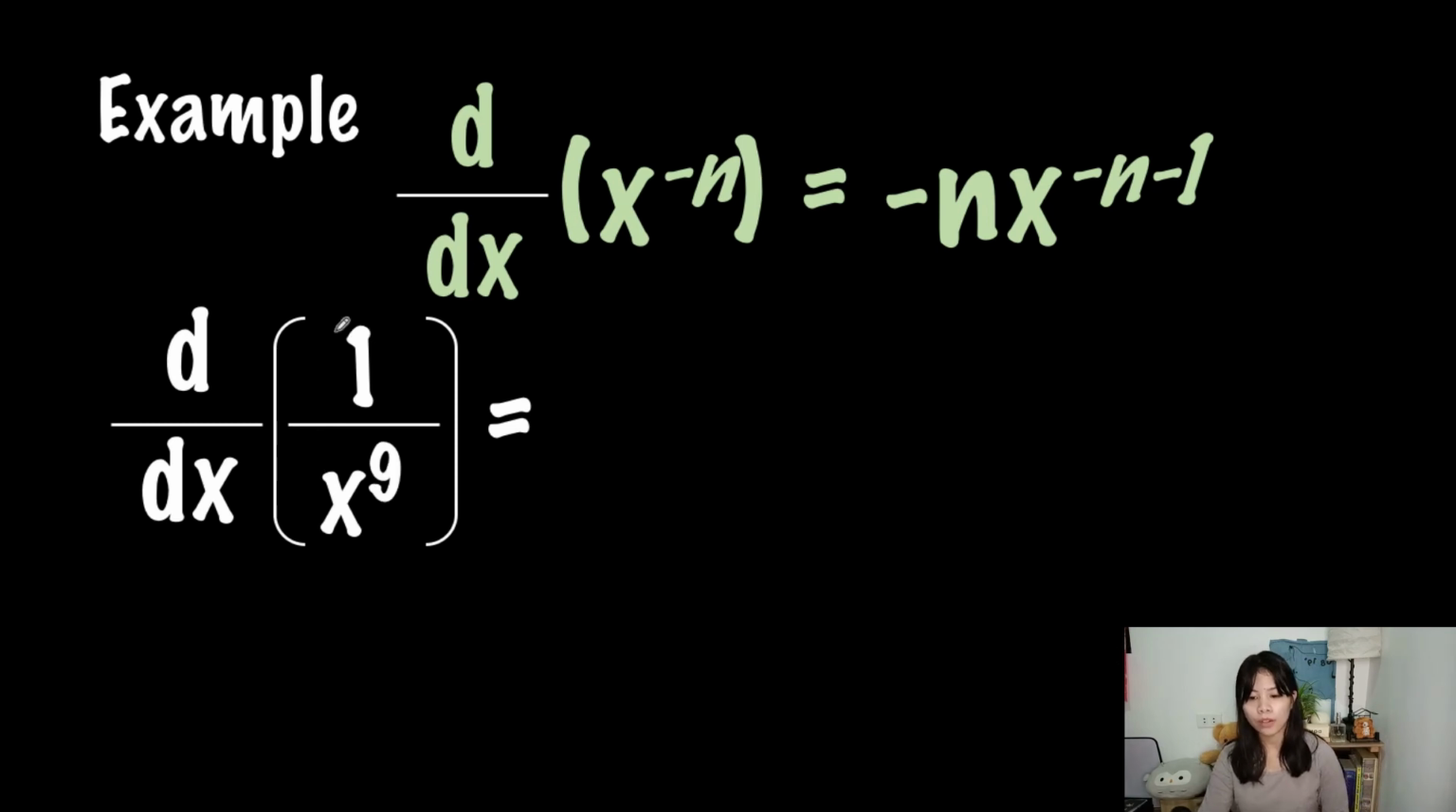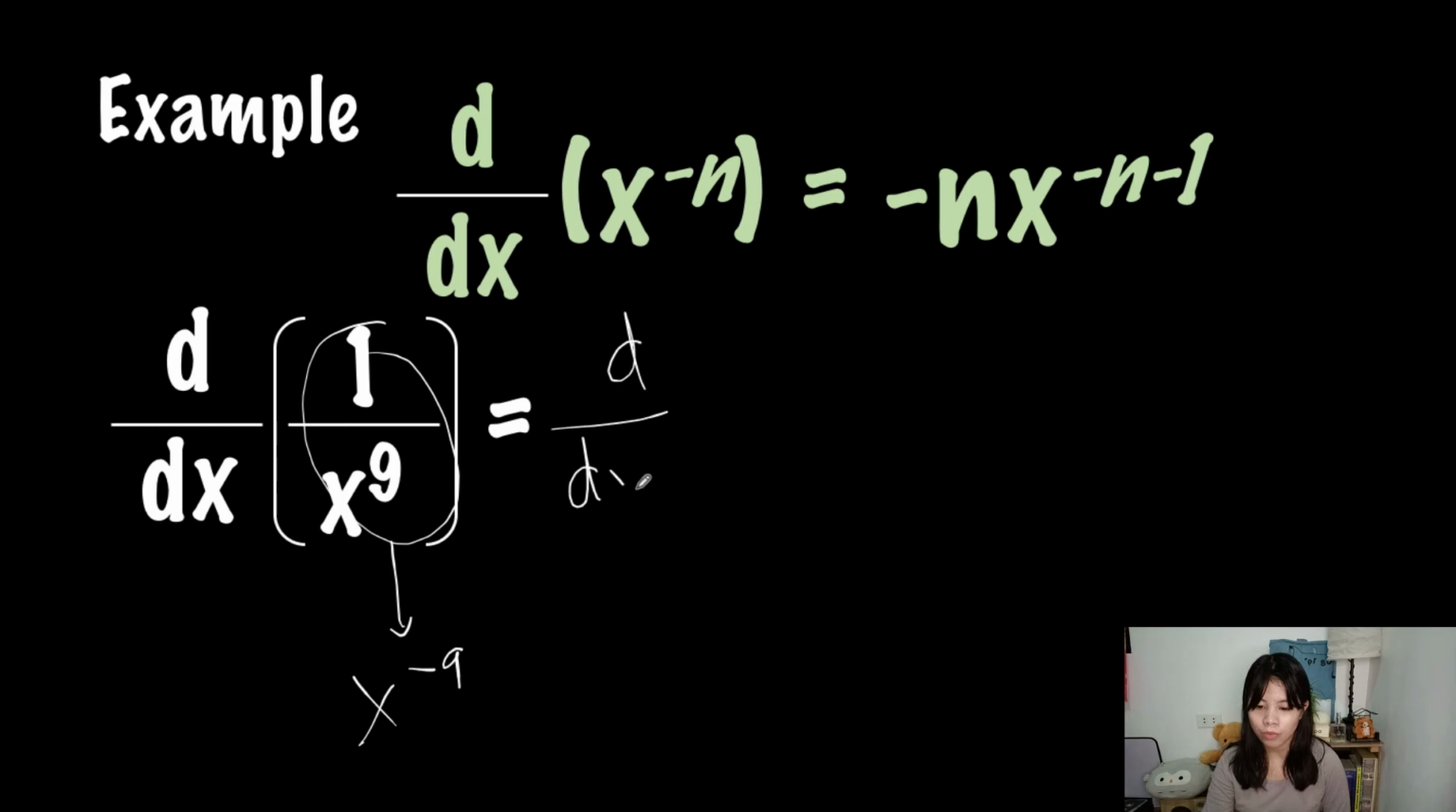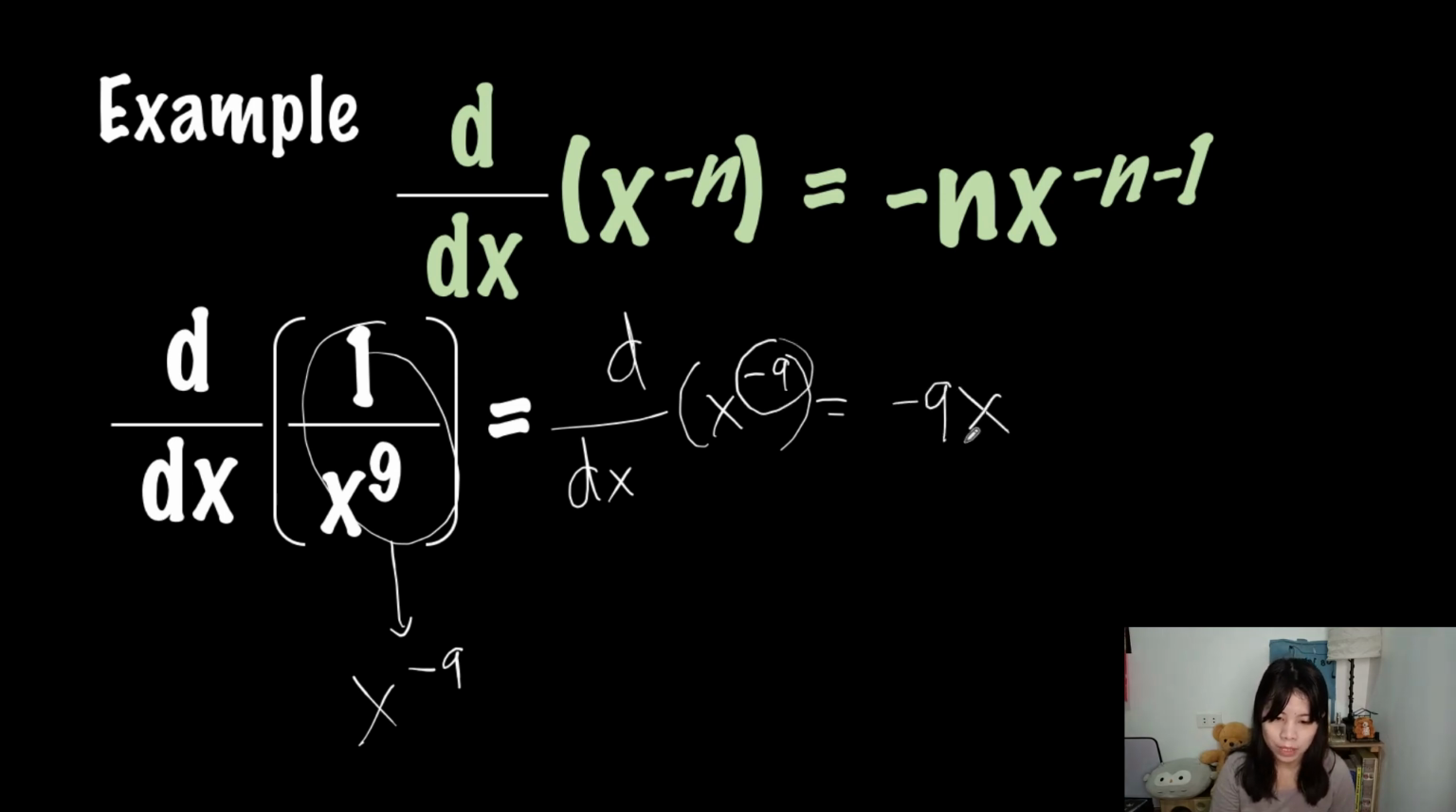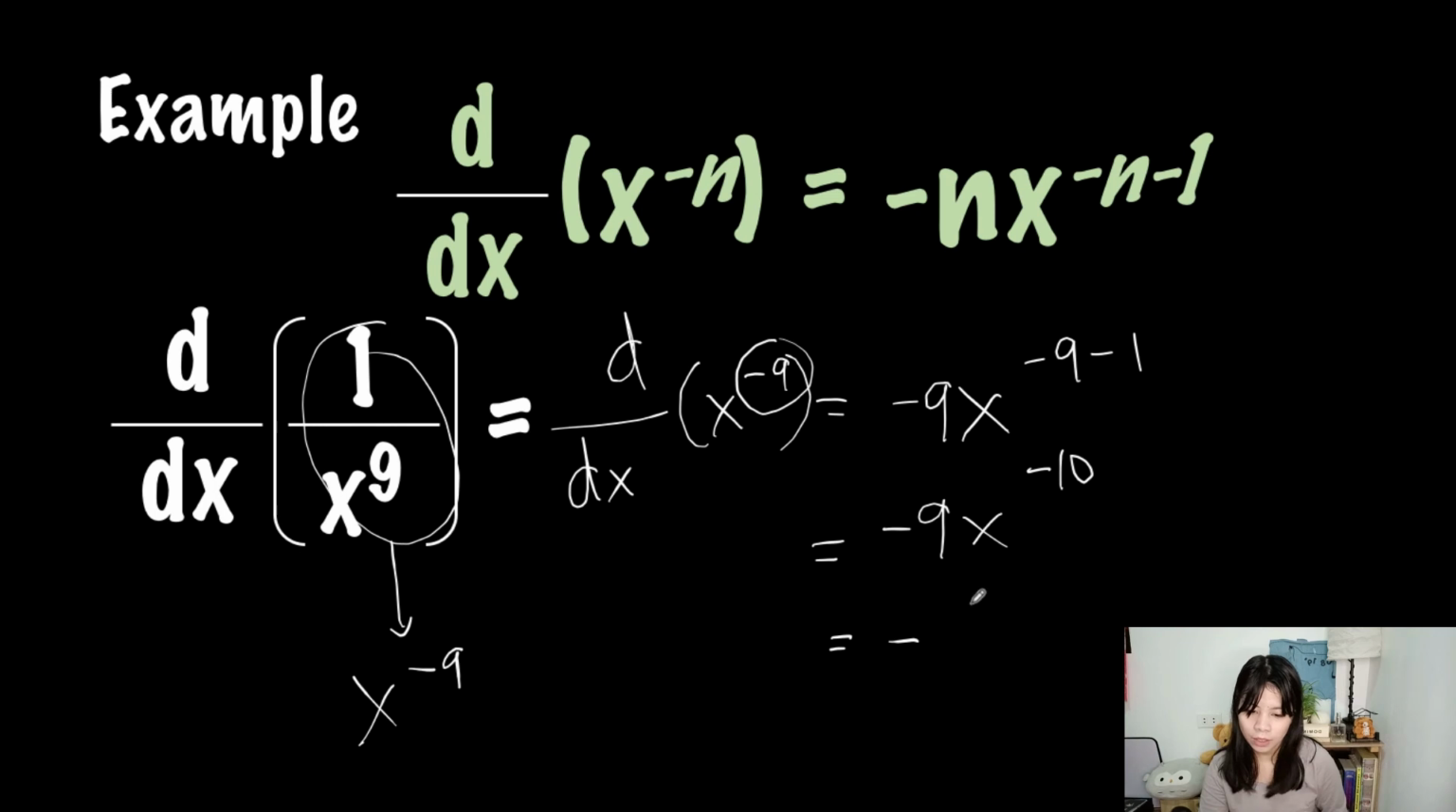Another example, 1 over x raised to 9. So, ito in exponential form will be x raised to negative 9. So, this will be the derivative of x raised to negative 9 with respect to x. So, equal siya sa, baba mo si negative 9, copy mo si x, raise mo siya kay negative 9 minus 1, and this will be equal to negative 9x raised to negative 10, or negative 9 over x raised to 10.